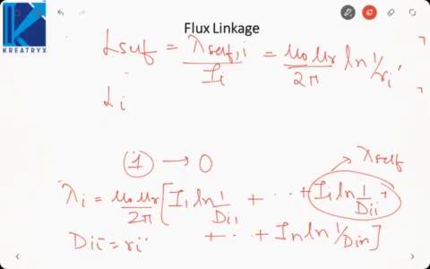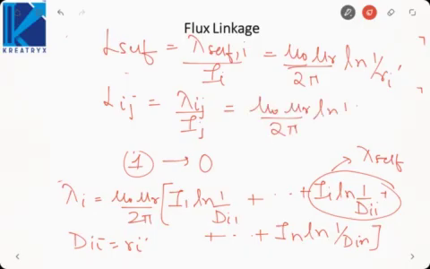Similarly, Lij will be lambda ij by ij. So it will be mu naught mu r by 2 pi ln 1 by dij. That is the mutual inductance between the ith and the jth conductor. So this way we can find the self and the mutual inductance.